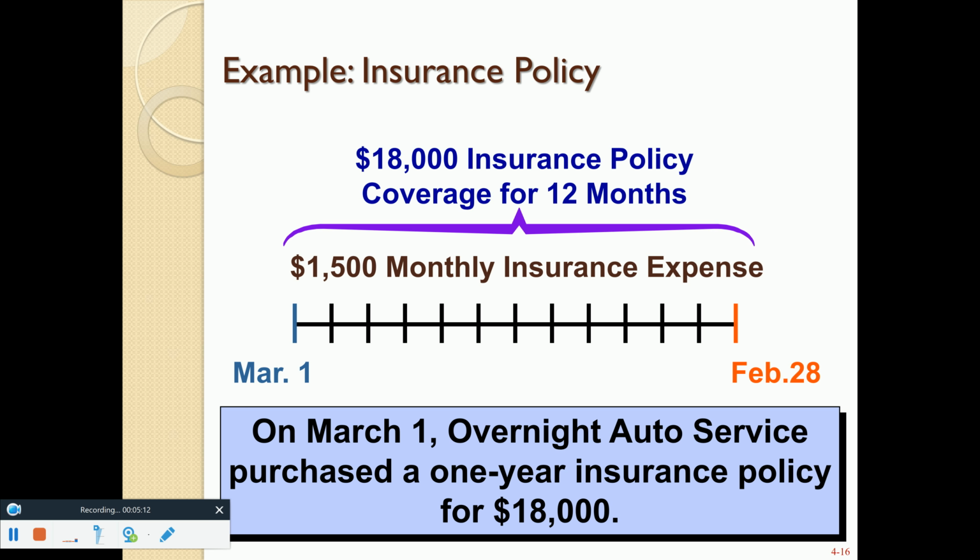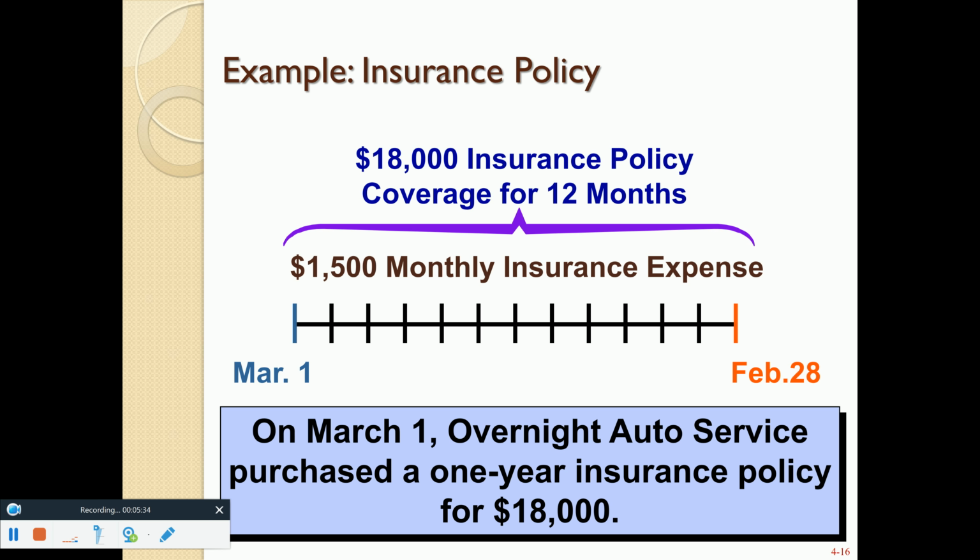Here's the example of an insurance policy. Say we buy an insurance policy that covers 12 months, and the cost of that policy is $18,000. Well, if you take the $18,000 and divide it by 12 for 12 months, you get $1,500 a month.